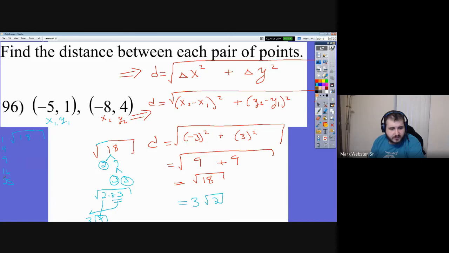25 does not divide evenly into 18, nor does 16, right? 18 divided by 16 ain't no whole number, right? But 18 divided by 9, that's 2, right? Well, the perfect square here, I can take a perfect square. I can square root that, and I can get 3. And then this 2 stays inside the radical.